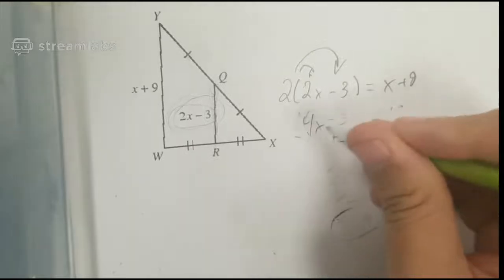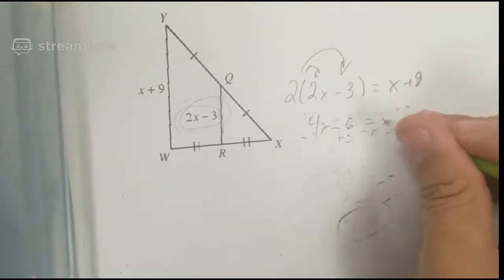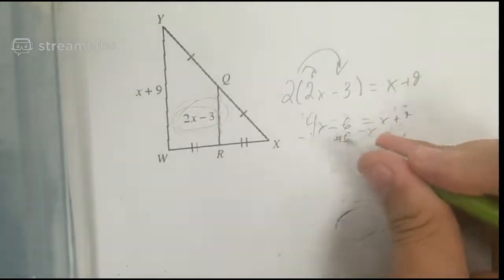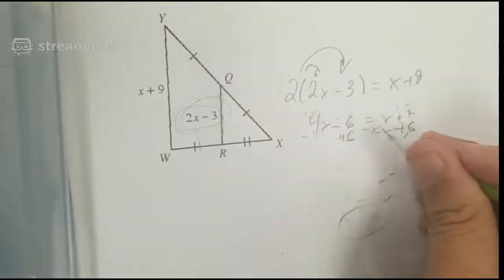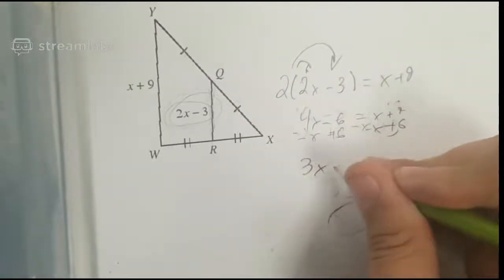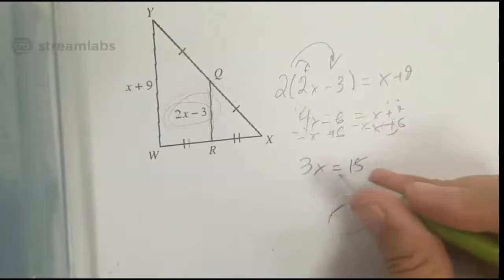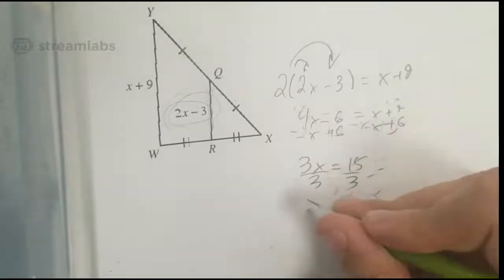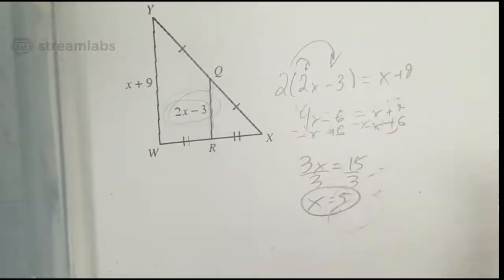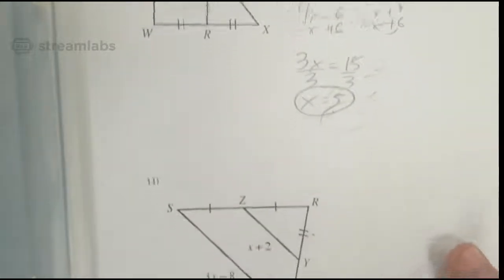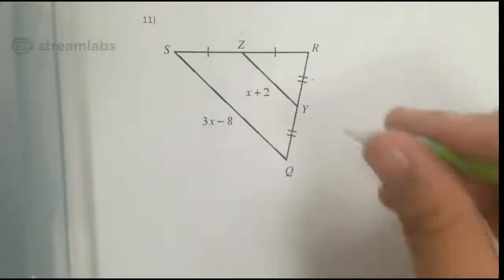So that's 4x minus 6 equals x plus 9, plus 6, plus 6, minus x, 3x equals 15. Divided by 3, x equals 5. So x equals actually 5, not 6. And let's go to the next one.